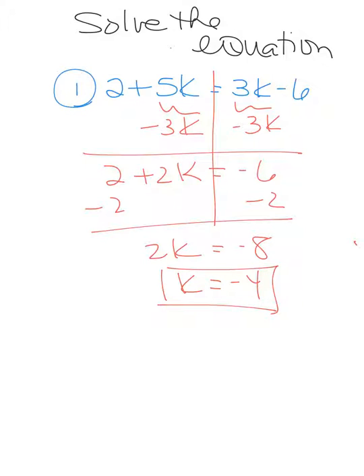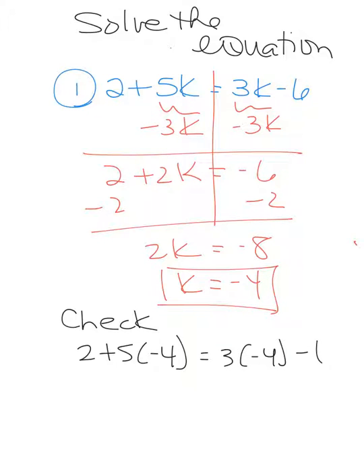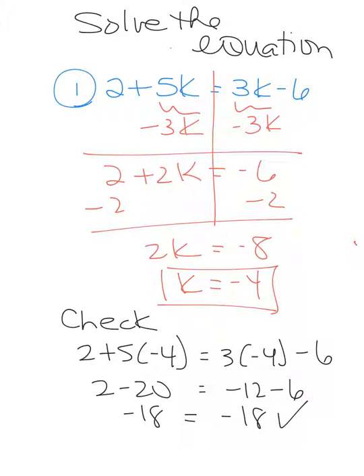Now the great thing about these problems, especially on a quiz, is I can always check my answers. So all I need to do is wherever I see k, I'm now going to substitute with a negative 4. So I have 2 plus 5 times negative 4 is equal to 3 times negative 4 minus 6. So I have 2 minus 20 is equal to negative 12 minus 6. So I have negative 18 is equal to negative 18. Now that's a true statement. It doesn't matter what values I get there. It's just the fact that that is a true statement. So therefore, I know that k is equal to negative 4 is a correct answer.